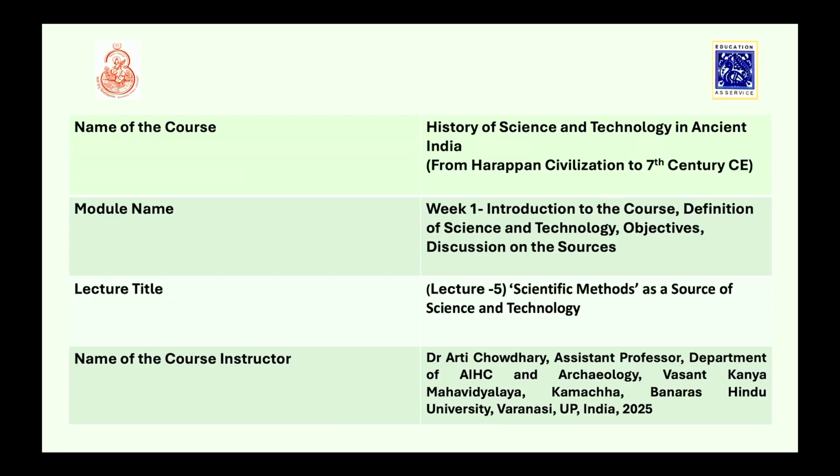I welcome you all to this 12-week course titled History of Science and Technology in Ancient India from Harappan Civilization to 7th Century CE. And today we are going to discuss Module 1, Lecture 5. The title of Module 1 is Introduction to the Course, Definition of Science and Technology, Objectives, Discussion on the Sources. And the title of today's lecture is Scientific Methods as a Source of Science and Technology.